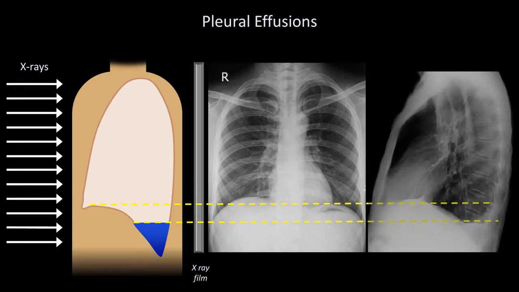However, on the lateral film, you'll be able to see it as a blunting of the posterior costophrenic angle. The general rule is that small effusions will be visible first on the lateral film before they become visible on the PA film. In fact, it can take several hundred cc's or milliliters of pleural fluid to accumulate before it can be seen on the PA.